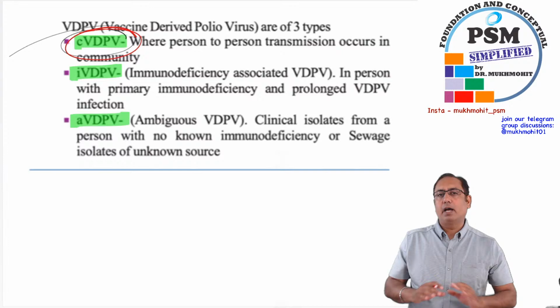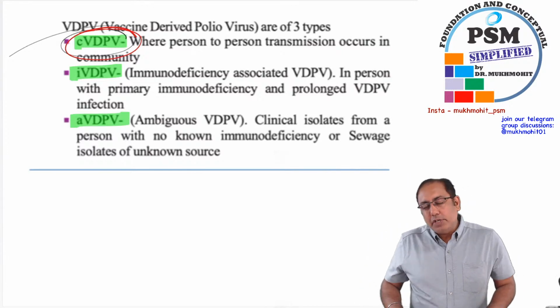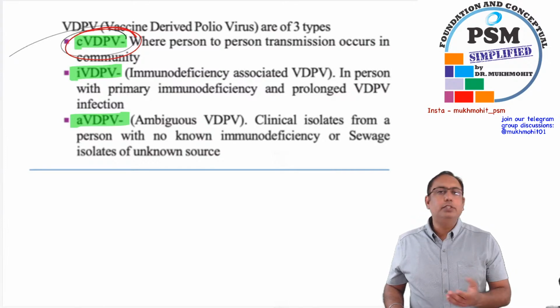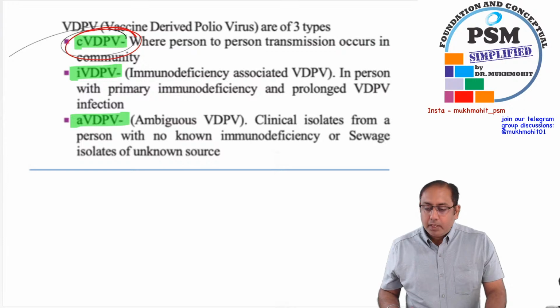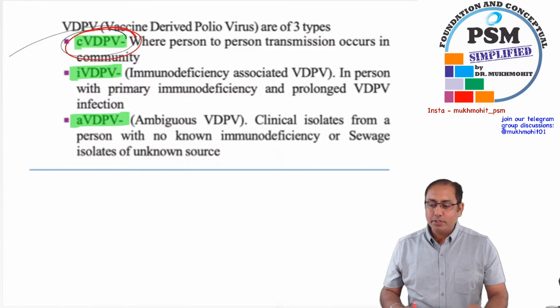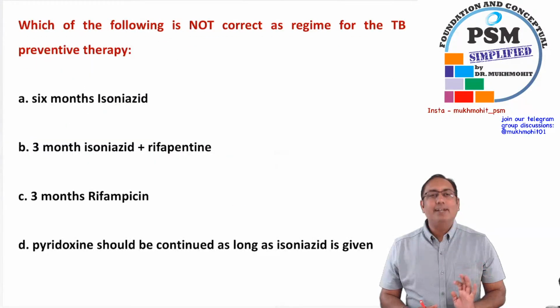Circulating VDPV has the highest amount of community transmission, and C is what we are generally very scared of. These are usually due to mutations because of the vaccine P2 strain. So yes, very nice Ashima, it is because of the vaccine P2 strain. Very good beta. Let us go to the next one.